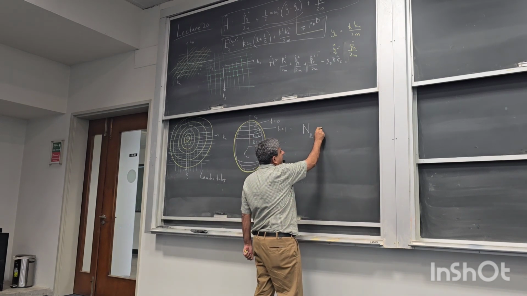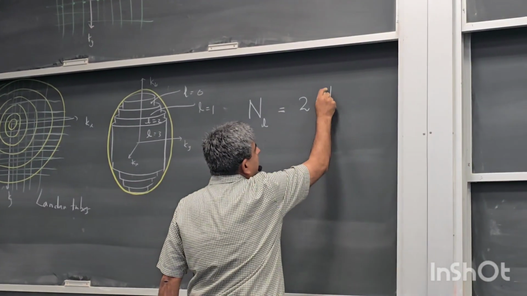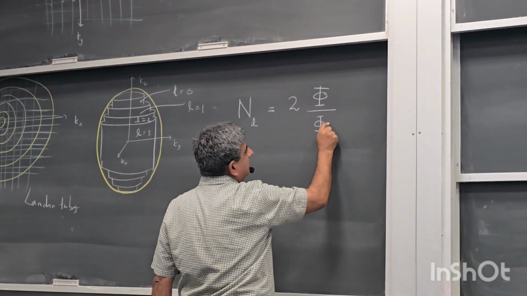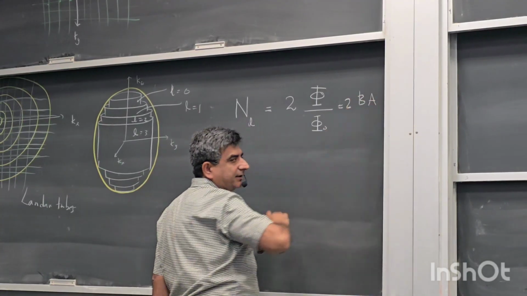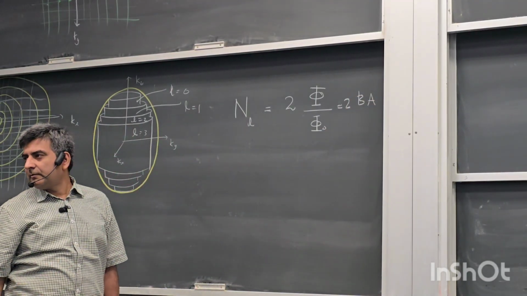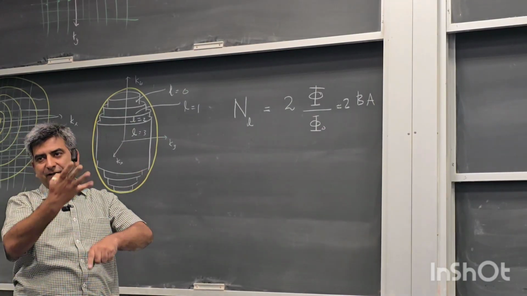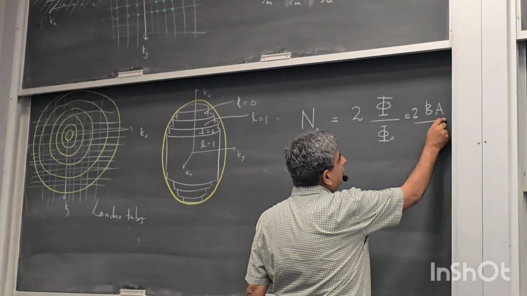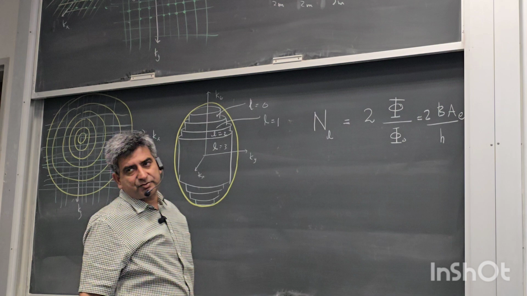In the last leg of the previous lecture, we found out that this number was 2 times phi over phi naught, where phi is the flux through the material. So the field is along the z direction, so this is the flux through the material. A is the cross-sectional area of this material, and phi naught is a constant that is given by h over e. h is the Planck constant, e is the charge on an electron.